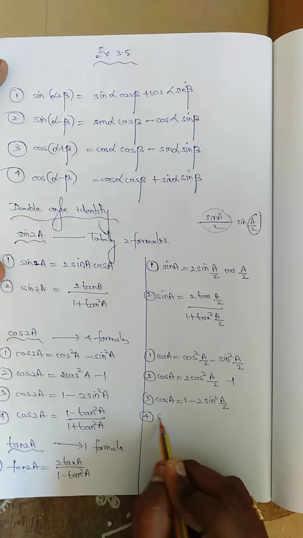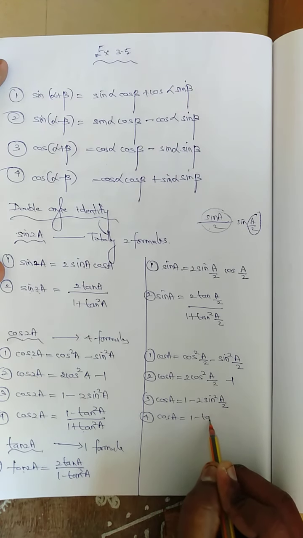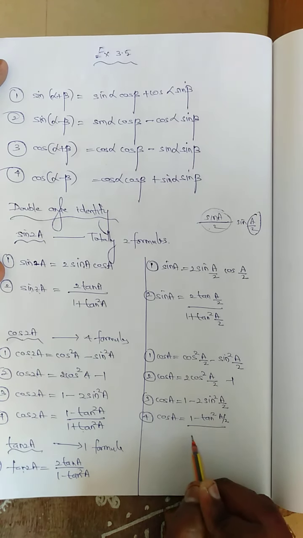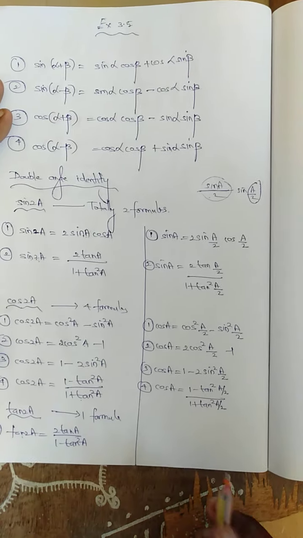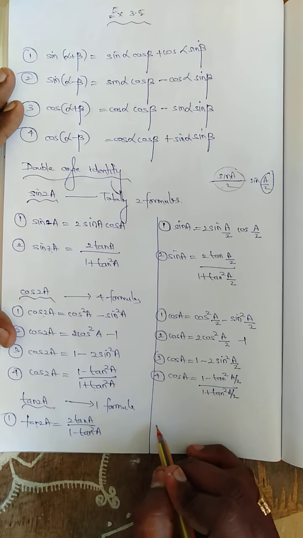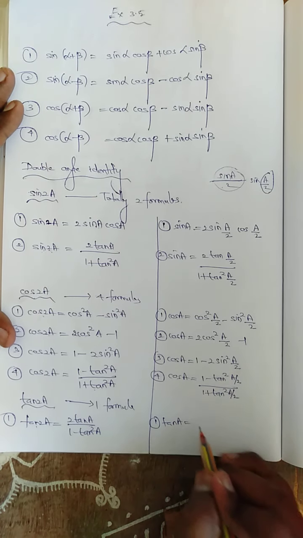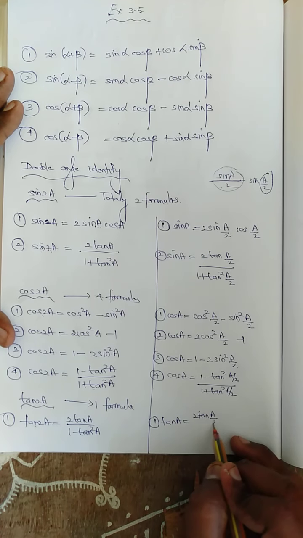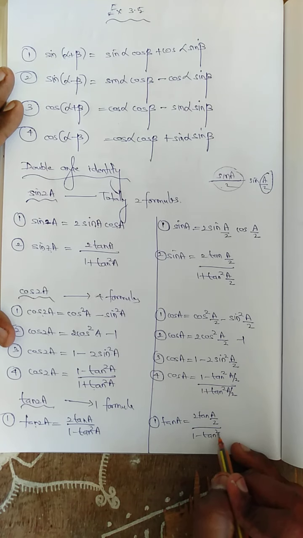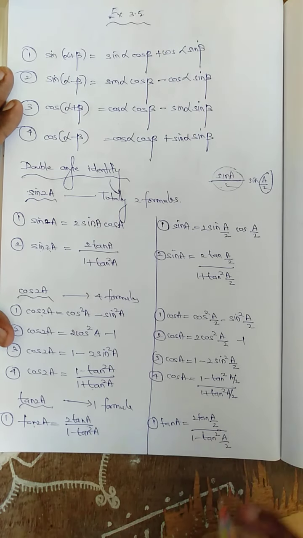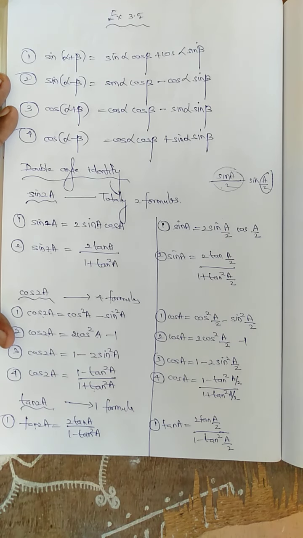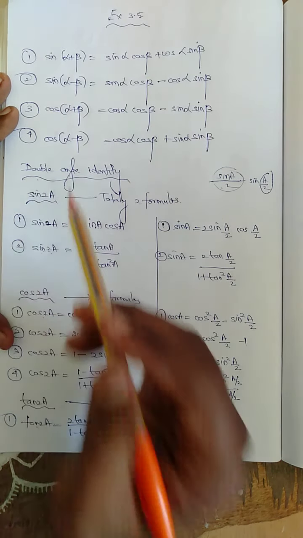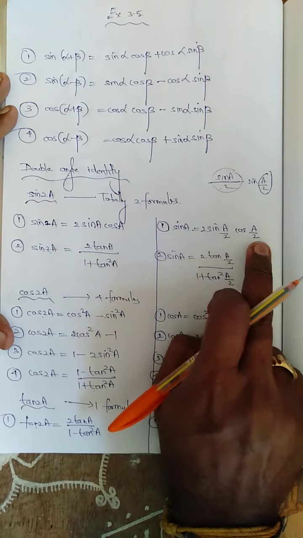The last formula: cos A is equal to 1 minus tan square A by 2 divided by 1 plus tan square A by 2, only for the angle. The last formula for tan: tan A is equal to 2 tan A by 2 divided by 1 minus tan square A by 2. That's all. These are the important formulas we have gone through. Without these formulas, we can't do anything. I have written the double angle identity, and this is the half angle identity. Now I need to show you the triple angle identity.